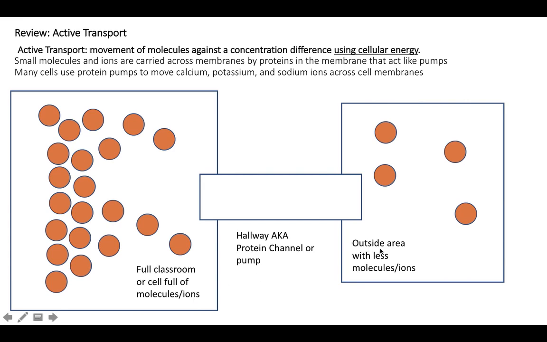Now here is the outside area, and obviously there's a little bit more room and less people. So naturally, all of the molecules or ions or students out here, they don't want to go back into a crowded classroom, okay? That is against their concentration gradient. That's going to require some energy, okay? But I am telling them, get back in class. You have to get back in class, get out of the hallway. So I have to apply some energy, okay? And then using my energy, I am going to make all of my students go against their concentration gradient or against what they want to do.